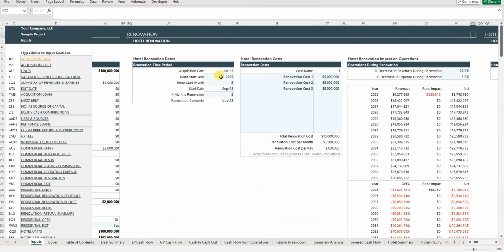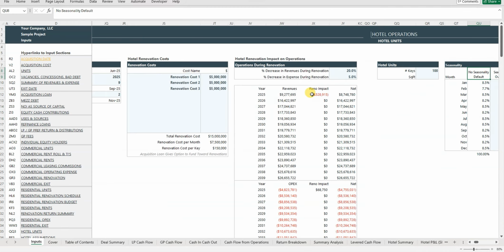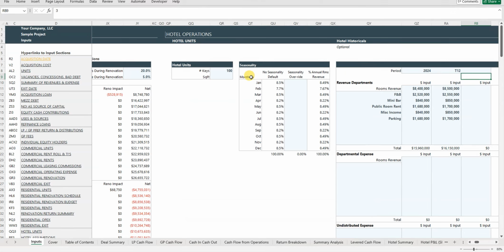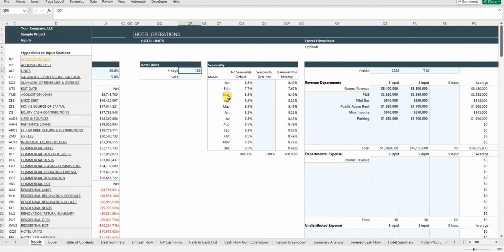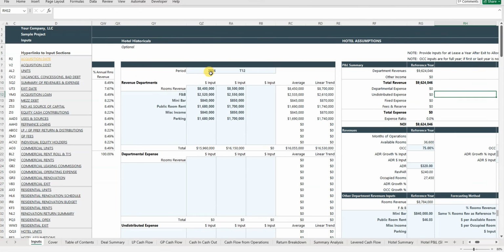You can have a hotel renovation, your date, how long does it last, what's the duration, what are your line item costs and amounts for the renovation. And I can also tell the model that during the renovation, we're going to assume a 20% hit to the revenues, only a 5% reduction in the operating expenses. So if, for hypothetical purposes, I had a 100-key hotel, I can input my historical data in whatever sort of format I want. I can just call this my T12 and so on. I can have this for reference.